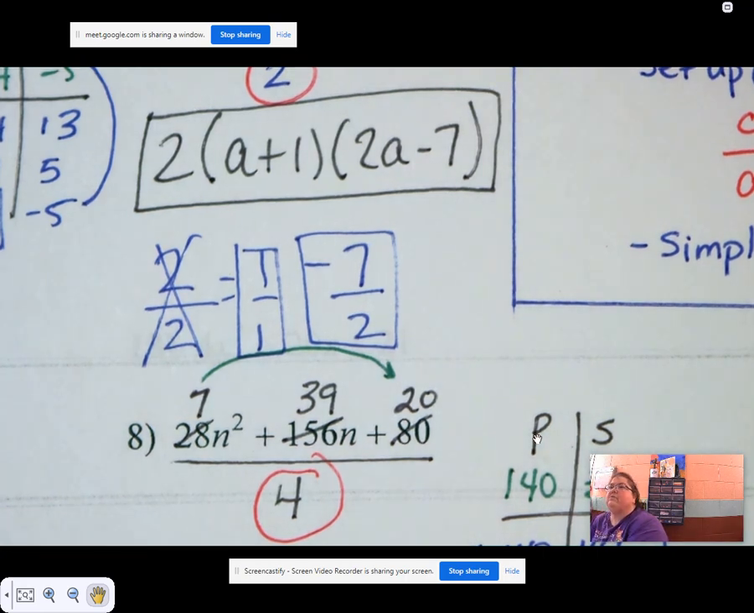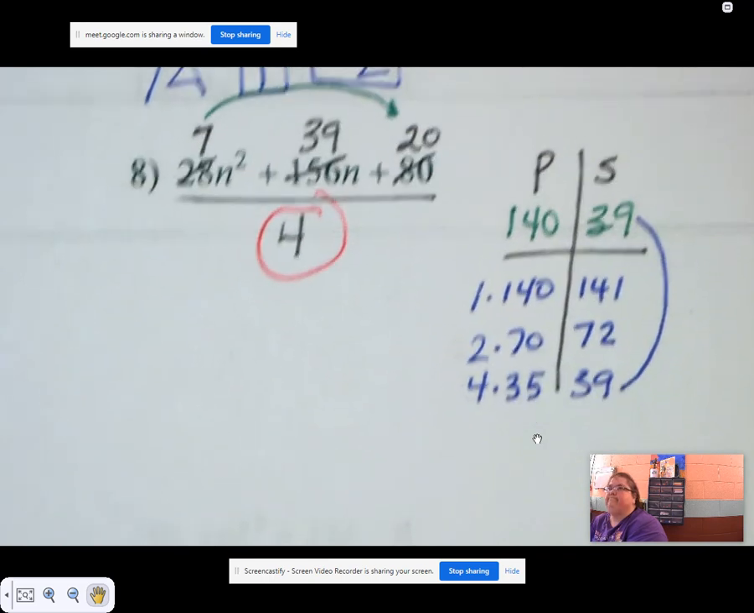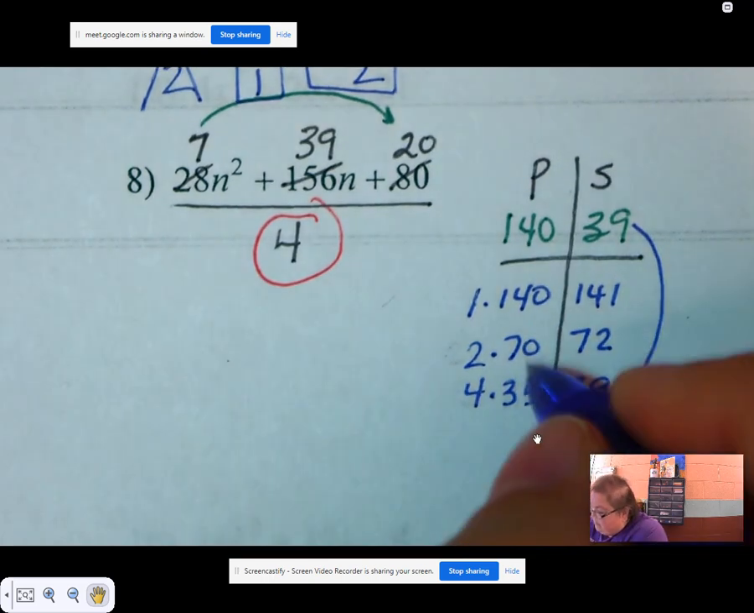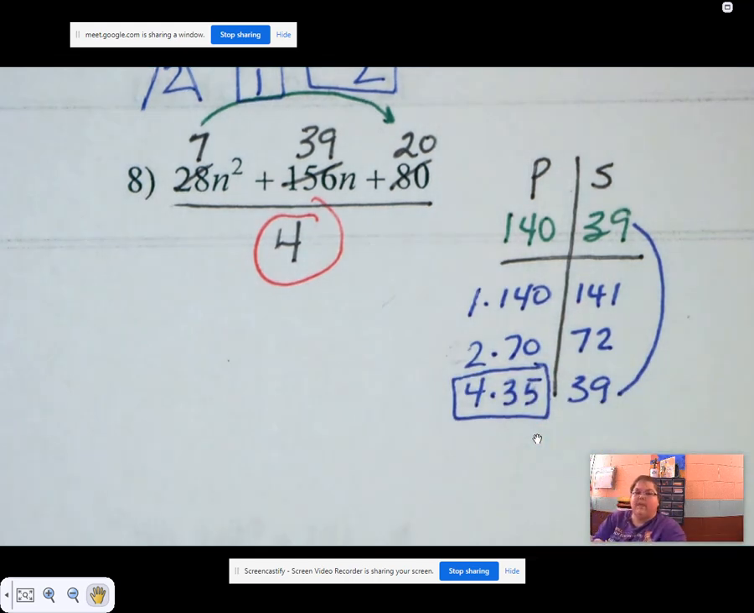What are your factors? 4 times 35. These would be your factors. Okay? And then we would make both of those fractions, divide them by 7. Okay?